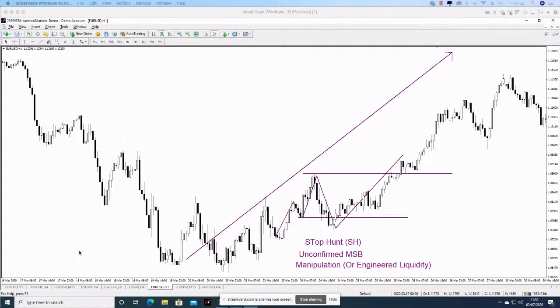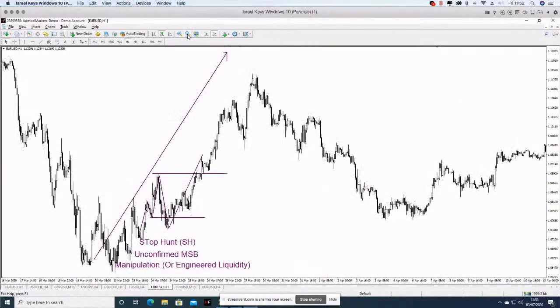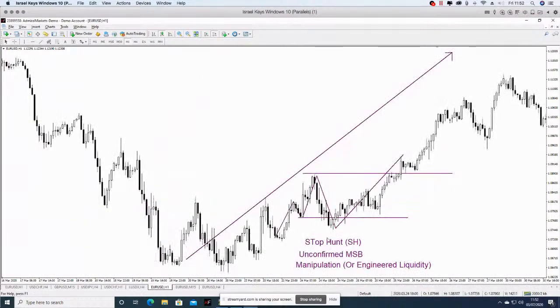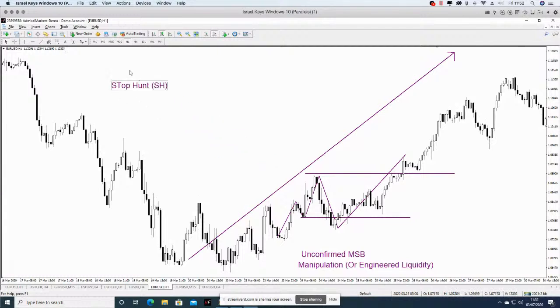This is an example of an unconfirmed market structure break. In essence, price breaks structure, but then carries on going in the original direction. This happens all the time. These are the trades that I take. Does that make sense? These are my kinds of trades. Let me give you an example. Majority of the signals I take are like this.